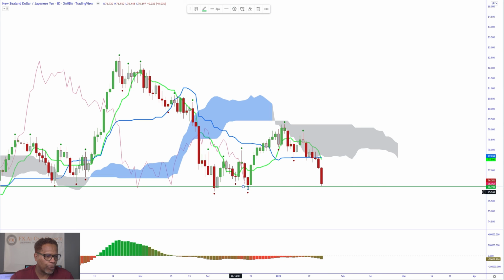Kijun-sen remains flat, we're not getting through this level. Even if we get through this level, what am I going to look for? I'm going to look for the break and then the correction back, and then I'll trade at that point. I remain the same with everything I do.